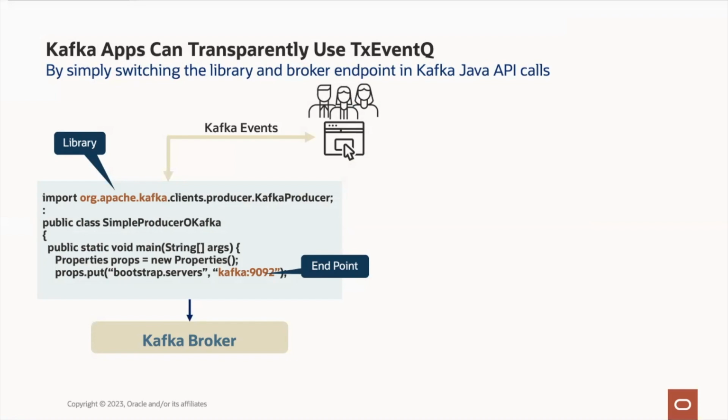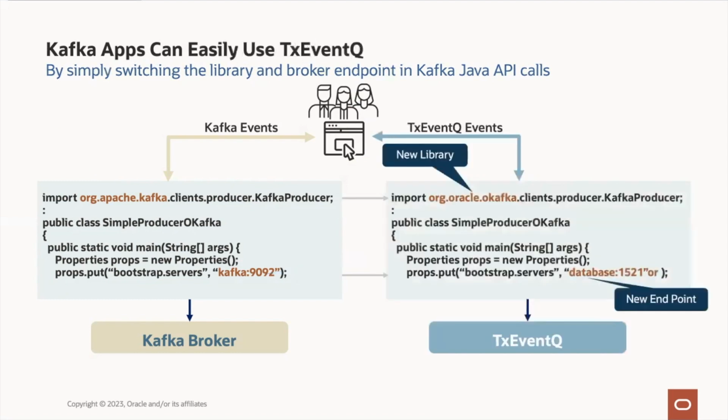To make this application work with transaction event queues, we only need to make two tiny changes. We change the Kafka producer to the TxEventQ version, which implements the exact same interface, but adds the transactional capabilities we discussed earlier. And we also add the Oracle database address to the Kafka Bootstrap server parameter list. That's all you need to do. The rest of the code is completely unchanged and works as is.